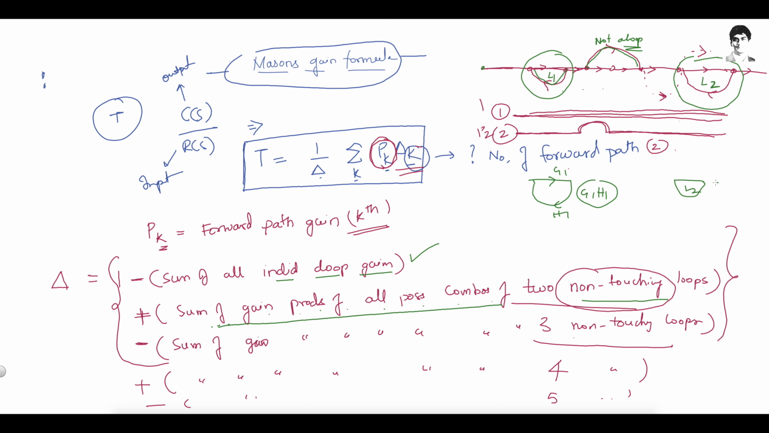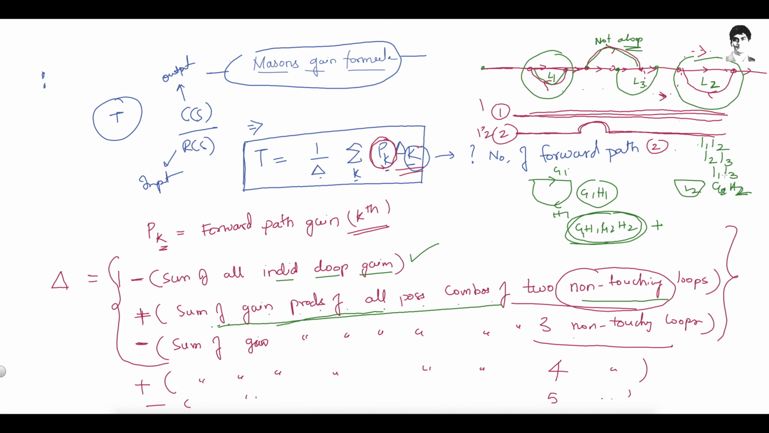So the sum of gain products of all possible combinations of non-touching loops: G1H1, and this one will be G2H2. I'm just throwing examples. So what will this be? This is going to be G1 H1 G2 H2. This is one product. We don't have a second pair of non-touching loops. For example, if there was one more loop here which is L3, the first combination will be L1 L2 non-touching loops, the second combination will be L2 L3, the third combination will be L1 L3. In that case, the sum of gain products of all possible combinations, this is the first, gain products of L1 and L2.